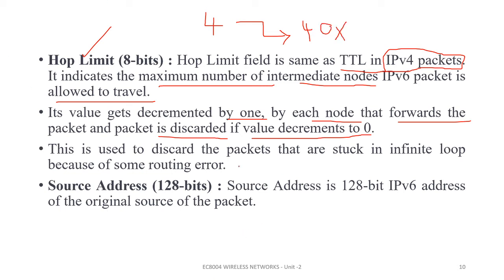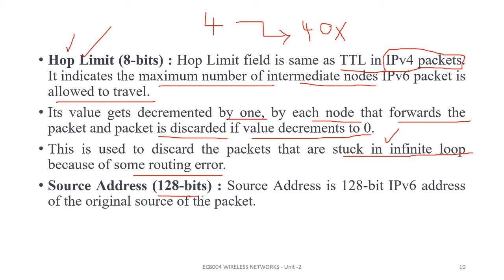This is used to discard packets that are stuck in an infinite loop because of some routing error. If some routing error occurs and the packet is present in the loop only, we can easily identify which packet is in the loop, and then it is discarded. And so hop limits are used.